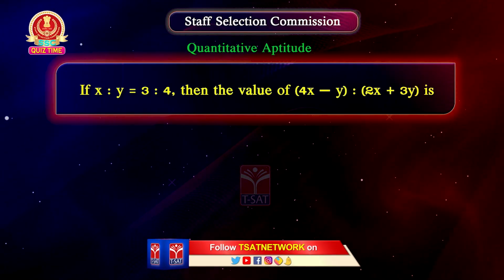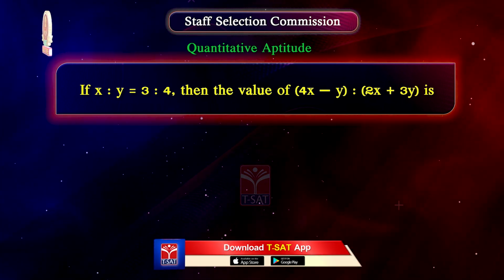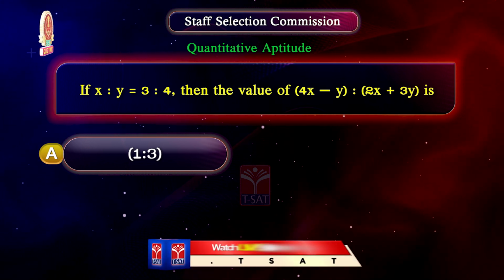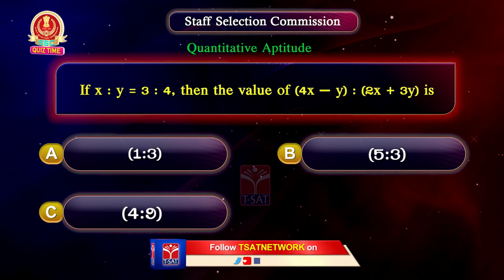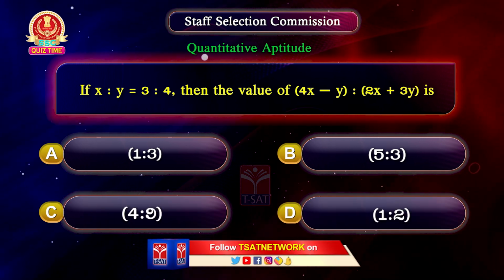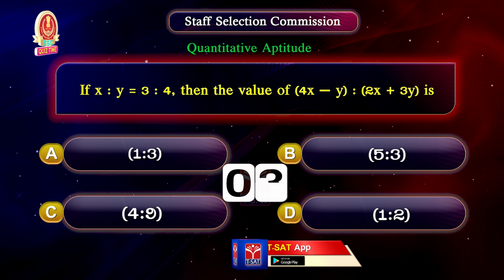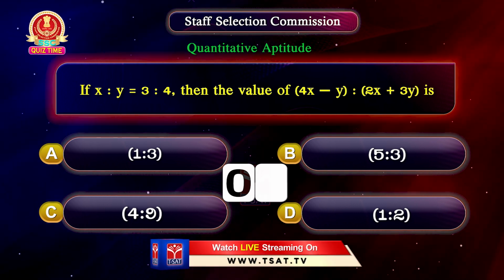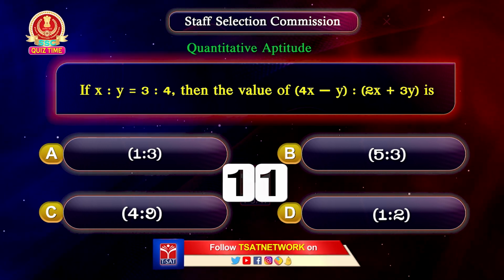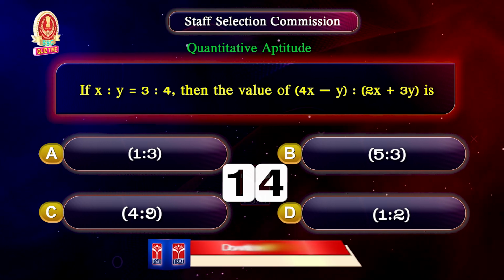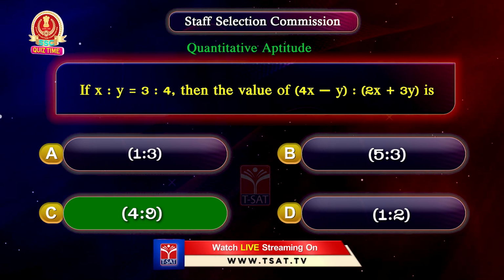If x is to y is equal to 3 is to 4, then the value of 4x minus y is to 2x plus 3y is: option A, 1 is to 3; option B, 5 is to 3; option C, 4 is to 9; option D, 1 is to 2. Your time starts now. The correct answer is option C, 4 is to 9.